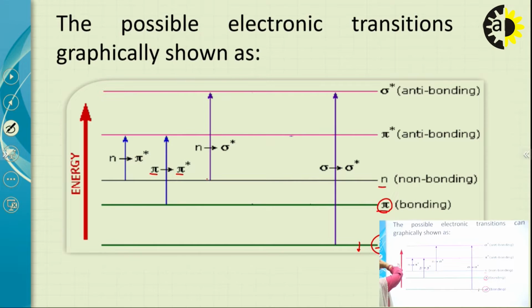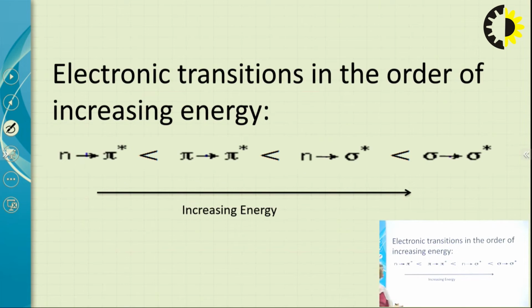Next, coming to the order of increasing energy. Since sigma bonds, as I've already said, are the most stable and strongest bonds, the transition of sigma electrons from the ground state to the excited state requires the maximum amount of energy.